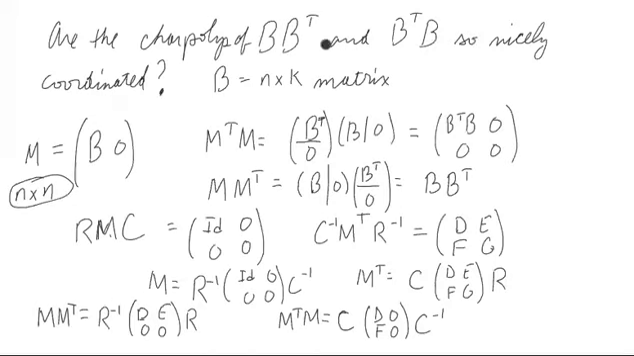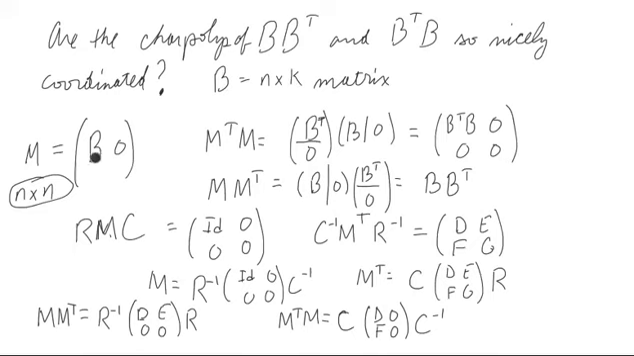Okay, so here's a question to make this work right, because that's what we're looking at, the characteristic polynomial of BBT or BTB. How are they so nicely coordinated? Are they always that way? Well, let's take a look at a little proof description. Let's suppose that B is an n by k matrix. That means it has n rows and k columns.